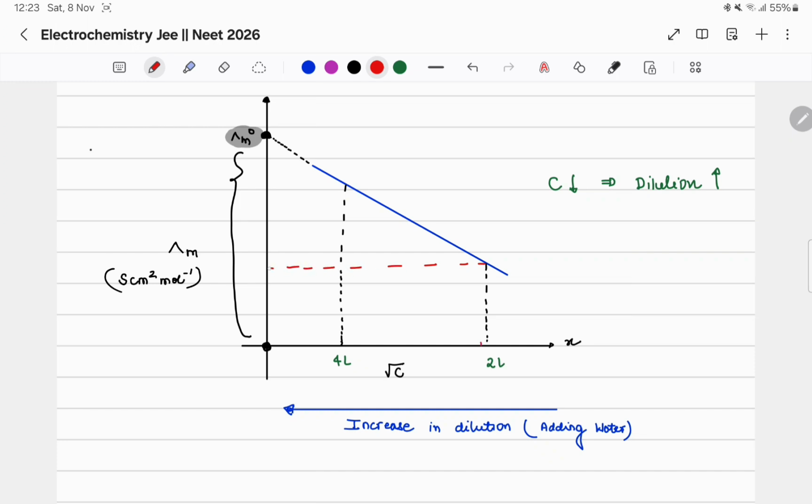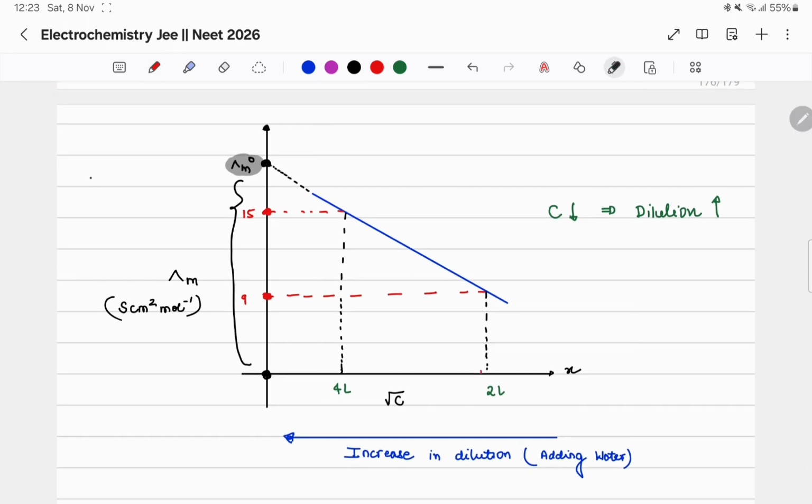At 2 liter conductivity कितना है? How much conductivity is there? Some point, we don't know. And at 4 liter, conductivity has been increased. So the logic is, as you are going to increase the water, conductivity is going to increase. So suppose for your understanding I'm writing here 9 and here 15. You can check, at 4 liter 15 and at 2 liter 9. So conductivity has been increased. तो जब आप water add करोगे solution में तो conductivity क्या होगी? Increase, right?